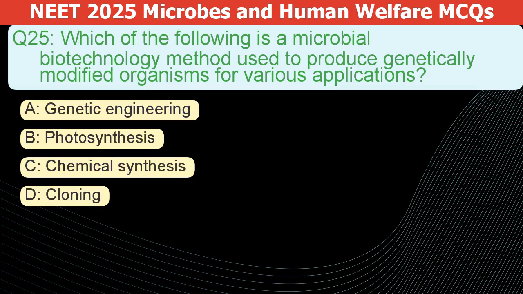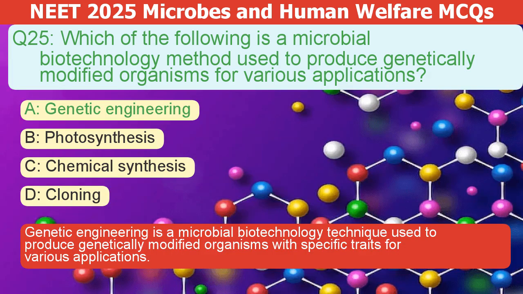Which of the following is a microbial biotechnology method used to produce genetically modified organisms for various applications? A. Genetic engineering. B. Photosynthesis. C. Chemical synthesis. D. Cloning. The correct answer is A. Genetic engineering is a microbial biotechnology technique used to produce genetically modified organisms with specific traits for various applications.